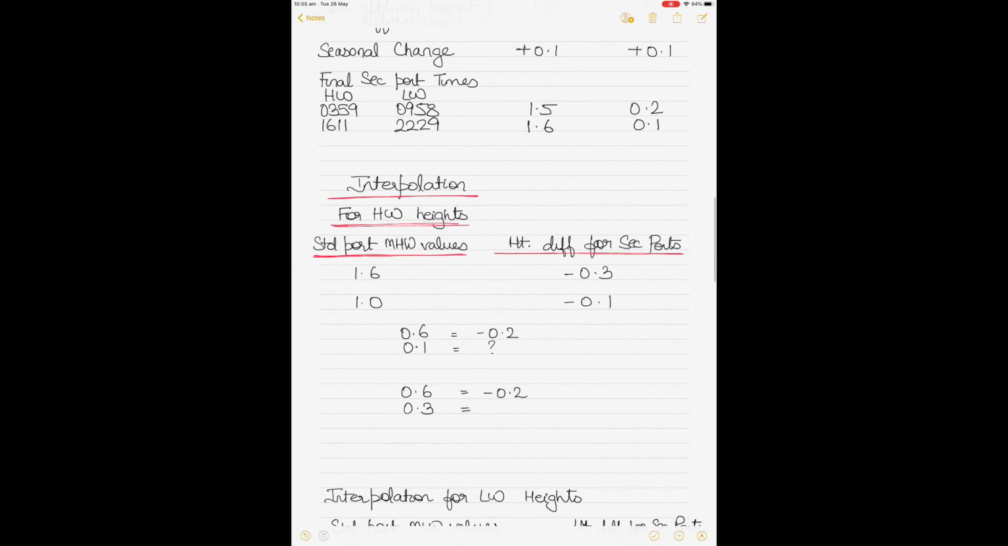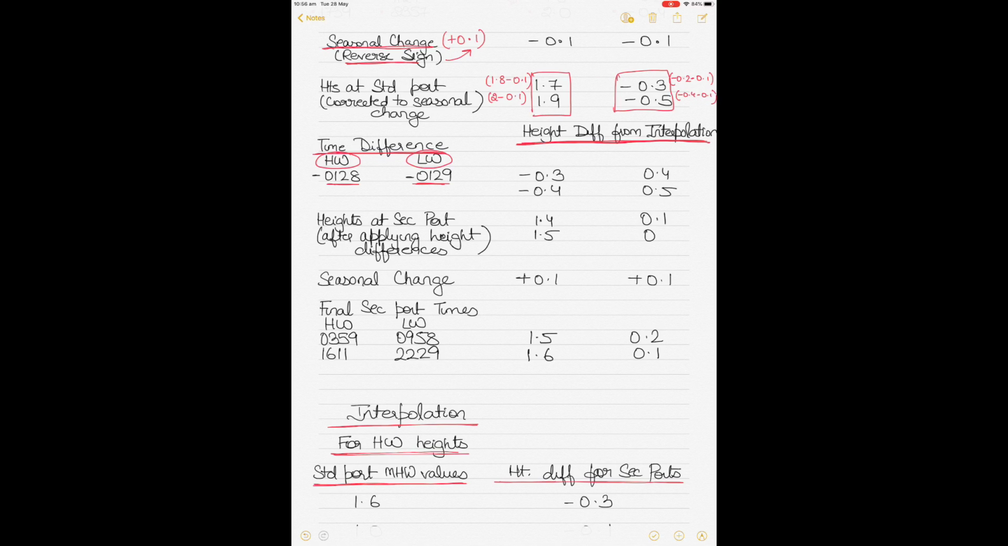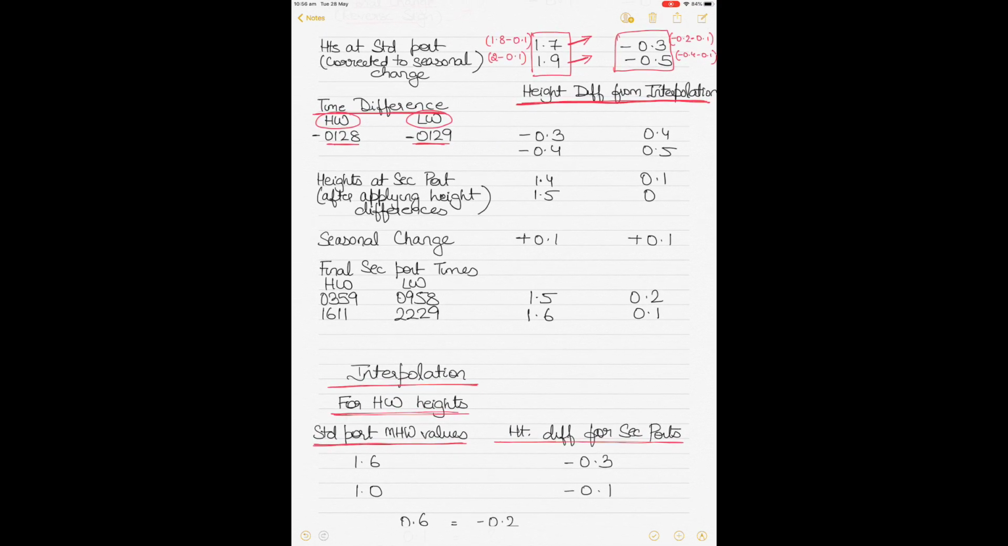Now let's go back and see what height I need it for. I need it for 1.7 and 1.9 meters of high water heights. But the values that I have are for 1.6 and 1 meter. So to get the height difference for the secondary port for the required heights of tide of 1.7 and 1.9 meters, I need to do some interpolation.